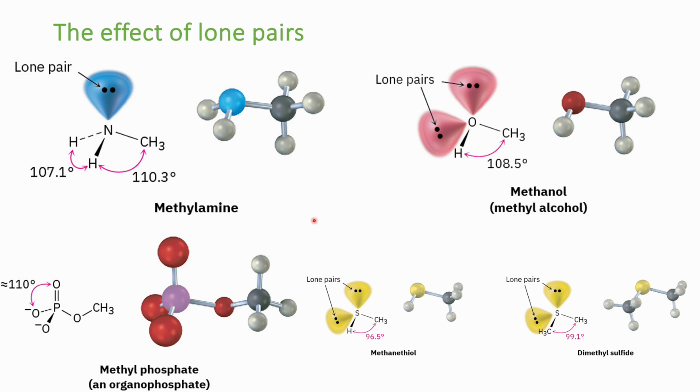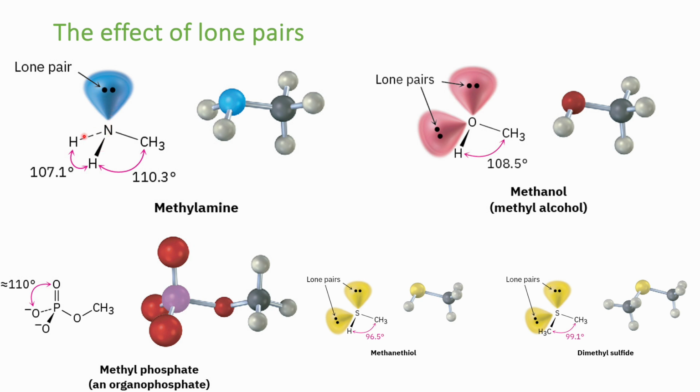However, that was not directly on the central atom. But what happens when you have lone pairs on the central atom? So for example, this is CH3NH2, methylamine. Here we have a carbon, CH3 group, hydrogen, hydrogen, nitrogen central. We have a lone pair above this nitrogen. What is going to happen to the bond angles?